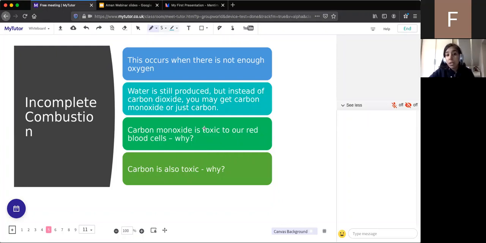Other exam questions that I've seen will ask you that when we do incomplete combustion, there are products produced that are harmful. What are these products and what do they do? And so that will just be saying that it's carbon monoxide and that decreases the oxygen carrying capacity of red blood cells, or carbon and that lines the lungs and makes it difficult to breathe, or it irritates the airways. And both of those would be great answers.